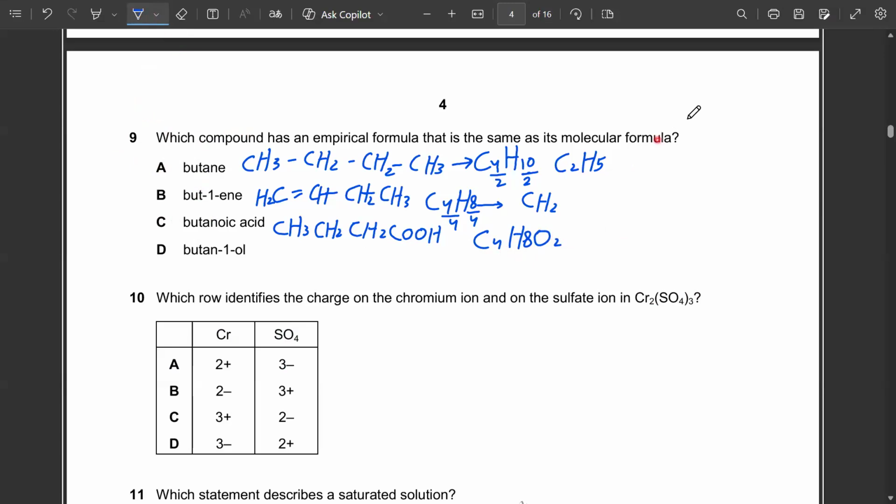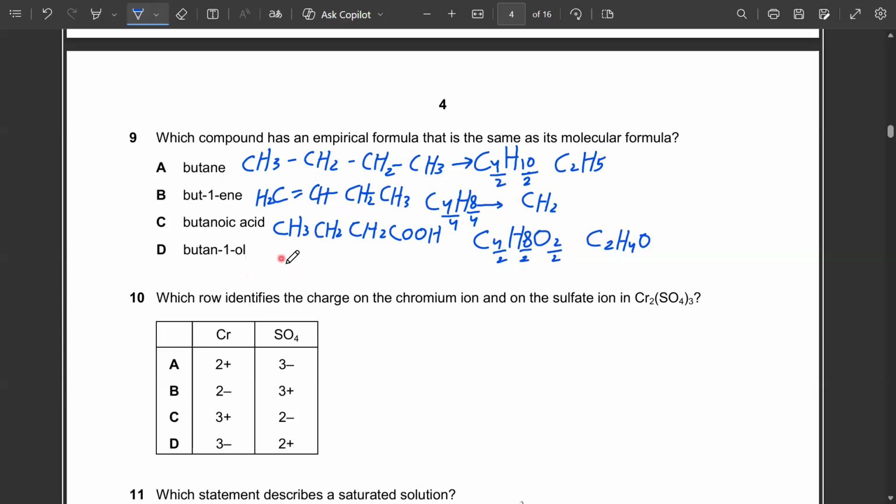Now its empirical formula, divide all the atoms with 2. So you will get C2H4O. Now they are different. Molecular formula and empirical formula are different.